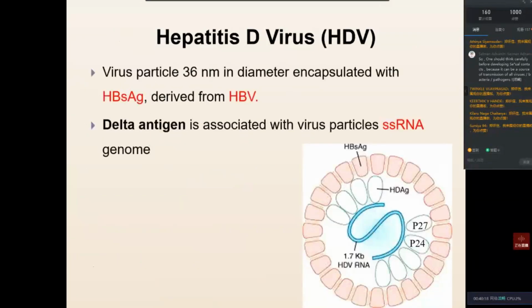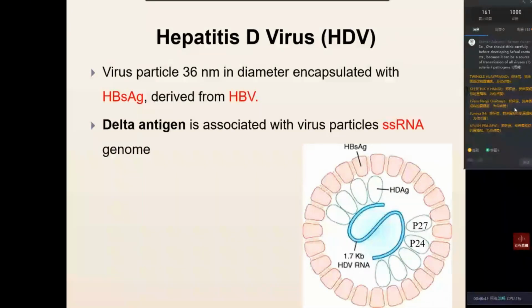Another one is HDV. HDV is kind of interesting. Remember previously we learned the concept of defective virus. It means that it's not a complete virus. It cannot set up infection by itself. It needs a helper virus. And HDV is one of them.